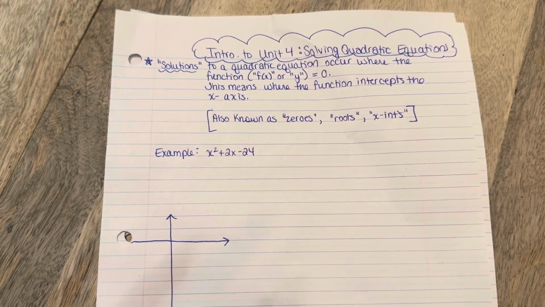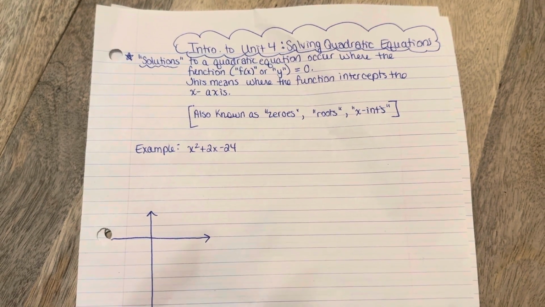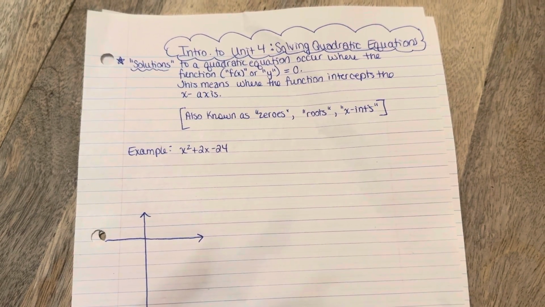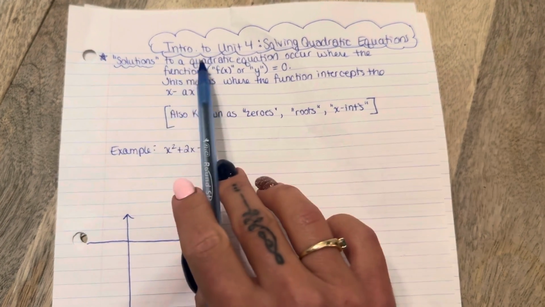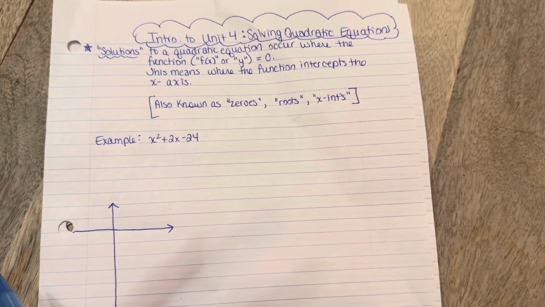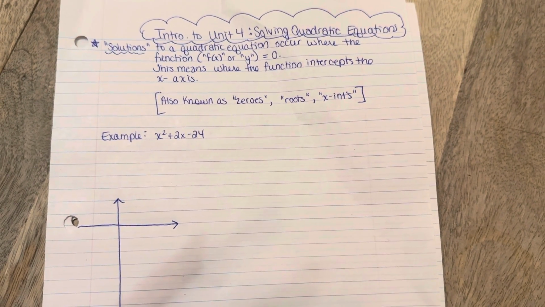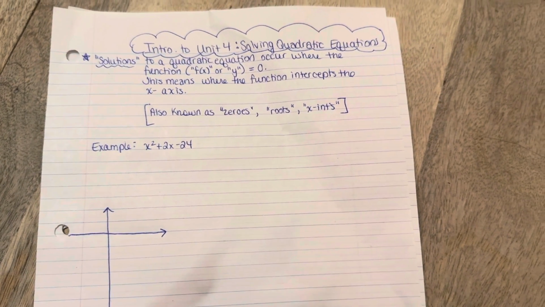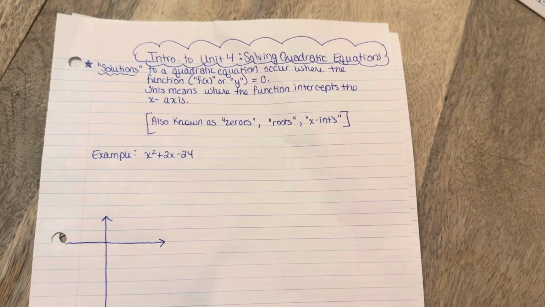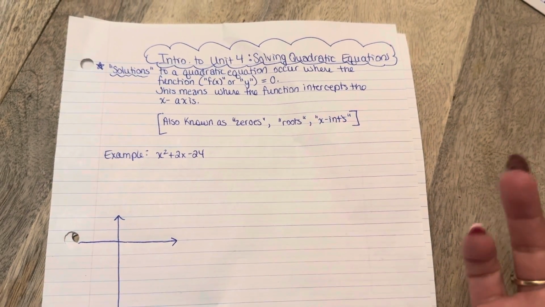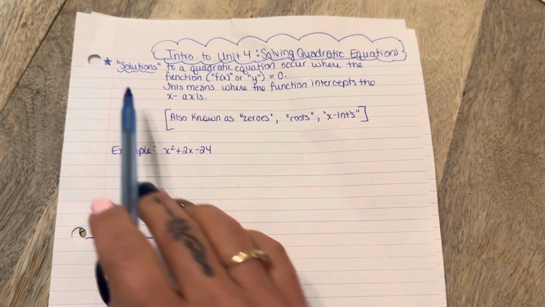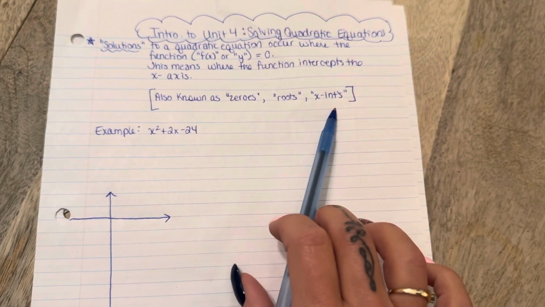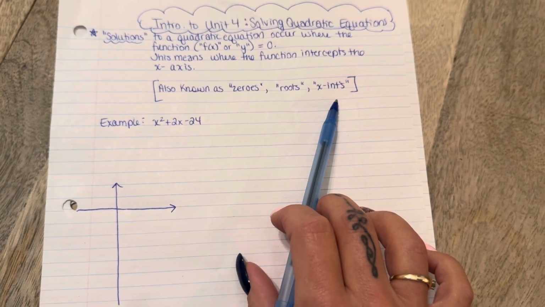Hello you guys, and welcome to this short intro to Unit 4, in which we will be solving quadratic equations. Solving them means to find the solutions. Now those solutions to a quadratic equation occur where the function that we know as f of x, also known as y, equals 0. This means where the function is definitely going to intercept the x-axis, because if y is equal to 0, it's hitting the x-axis. You're also going to see these solutions referred to as zeros or roots or just as x-intercepts. It all means the same thing.